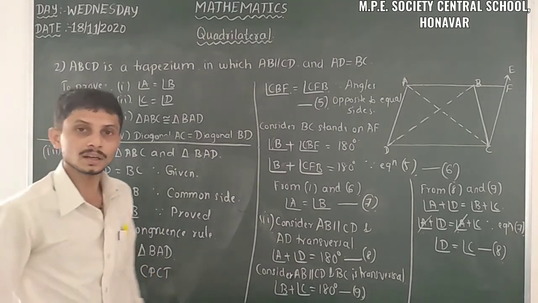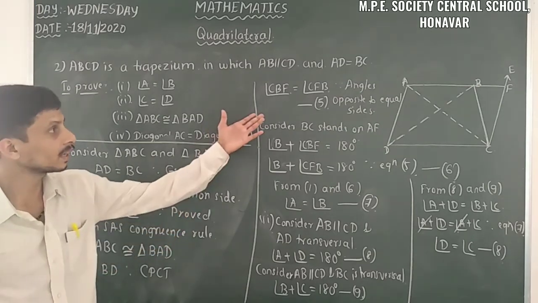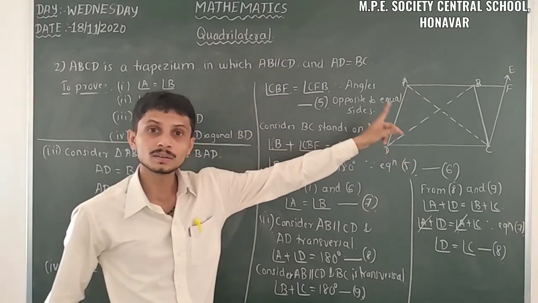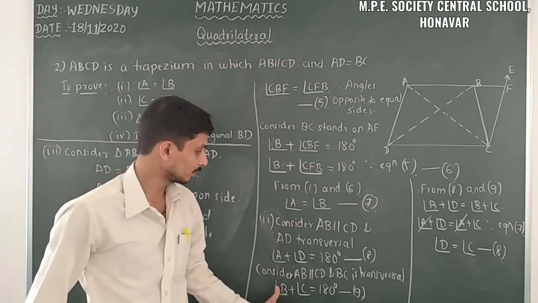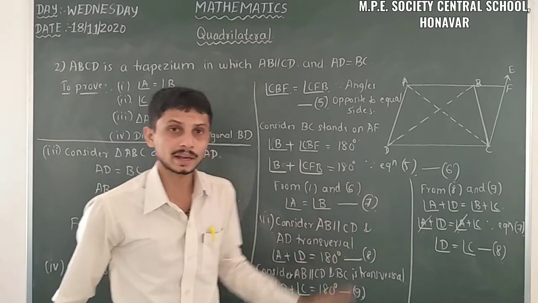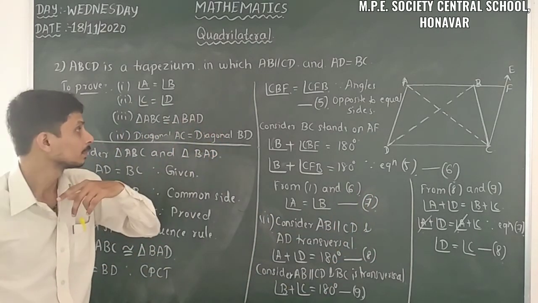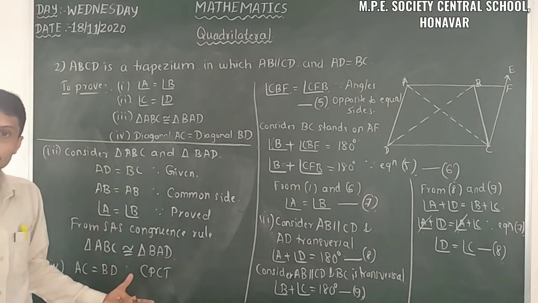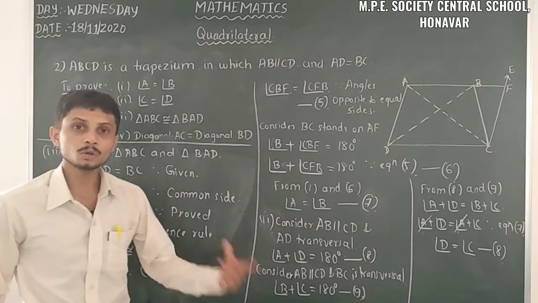So here we have the proof of all these things. Firstly we take the construction. From this parallelogram we have to prove angle A is equal to angle B. Then we prove angle C is equal to angle D. Then we prove triangle ABC is congruent to triangle BAD. So from the congruence rule and CPCT, we have AC is equal to BD.